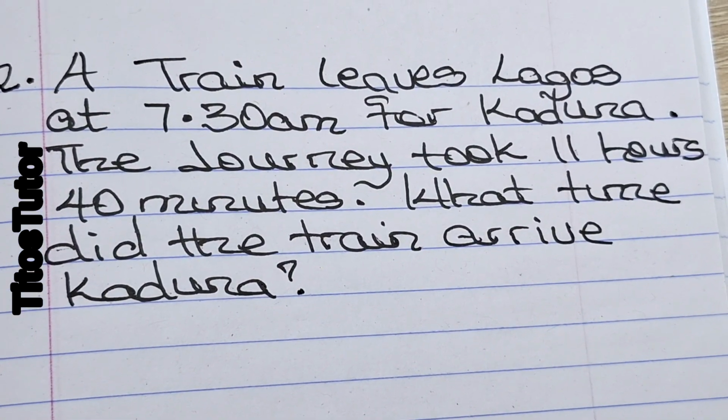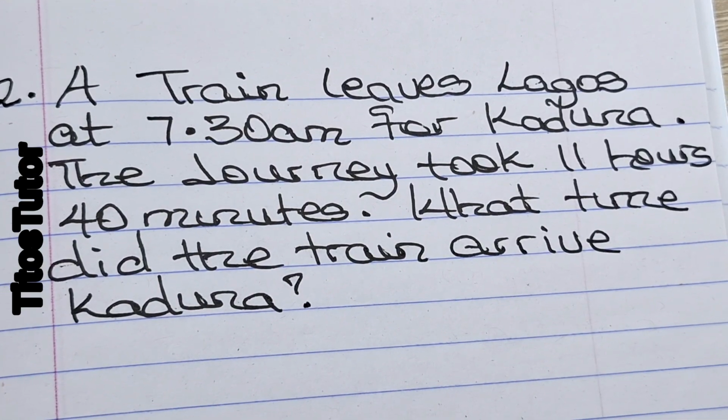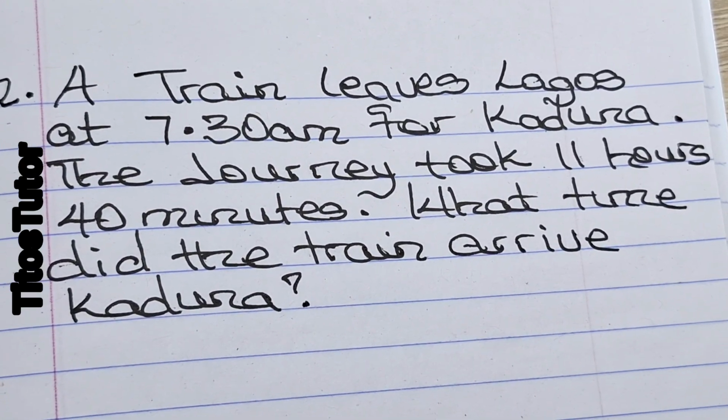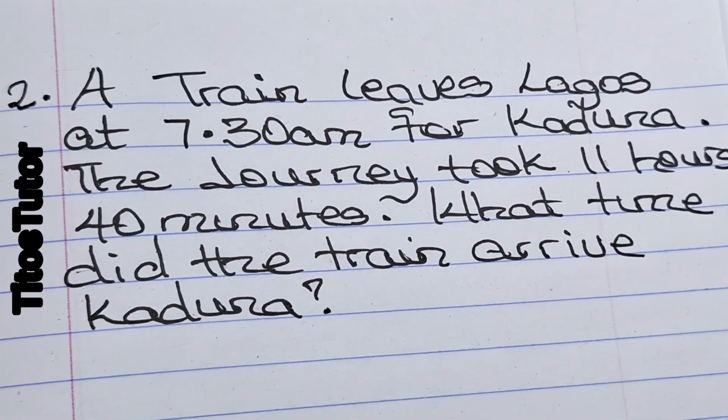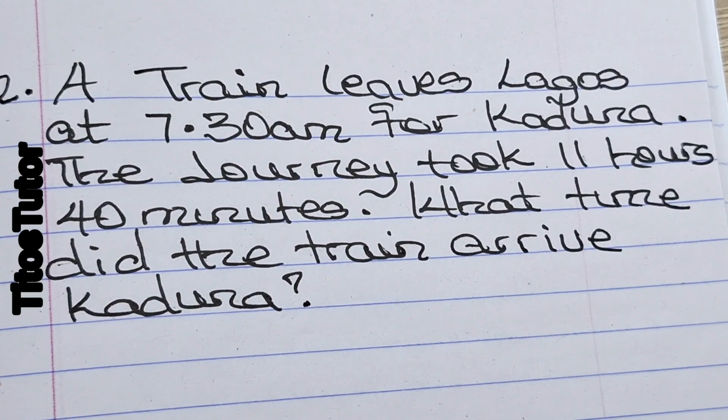Here's our second question. It says a train leaves Lagos at 7:30 a.m. for Kaduna. The journey took 11 hours 40 minutes. What time did the train arrive in Kaduna?